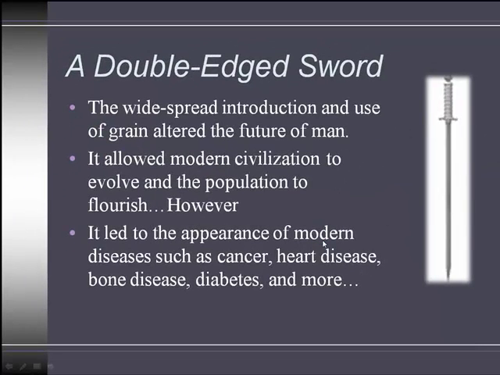Now let's talk about this and how that has affected man. It's kind of a double-edged sword. We've got the widespread introduction and use of grain, which altered the future of man because it allowed for modern civilization to evolve and flourish. People weren't starving to death, so they could focus more on specialization.